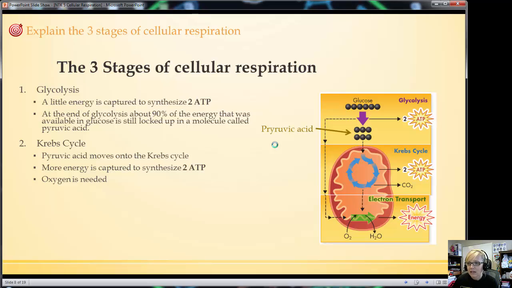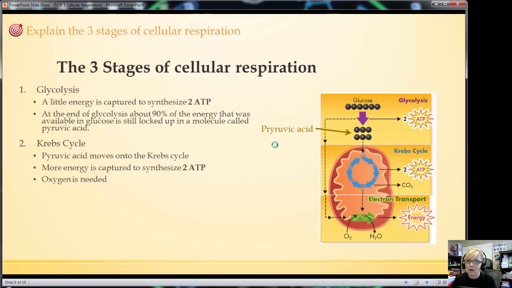So we have so far glycolysis produced 2 ATP and some pyruvic acid. Our pyruvic acid went into the Krebs cycle to produce 2 more ATP, so we're slowly getting there, and a molecule of carbon dioxide. I forgot to mention, but glycolysis is anaerobic. Anaerobic means without oxygen. This process can occur with or without oxygen.